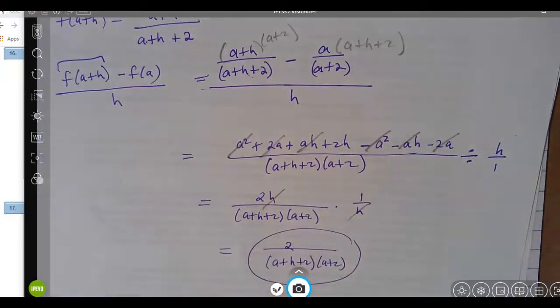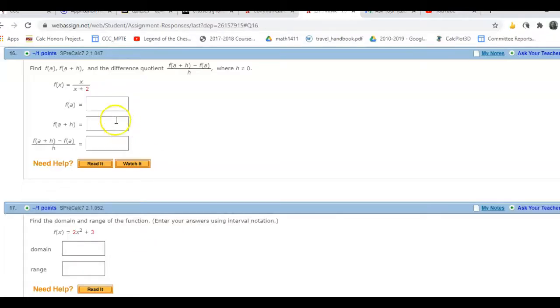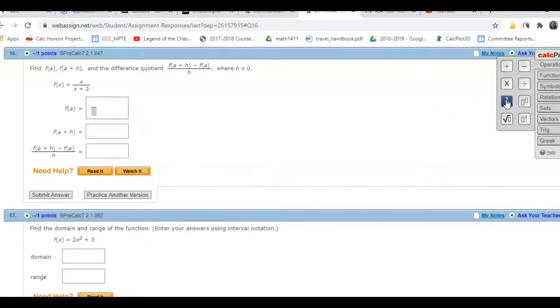So this is what's going to go into WebAssign, into the third box. I'm going to switch to that screen. I might as well do the rest. Now you can use the fraction symbol here. A over a plus 2.